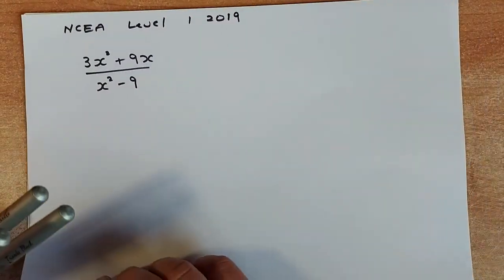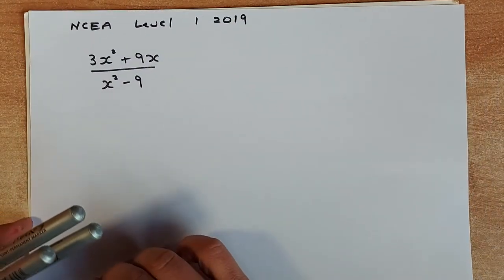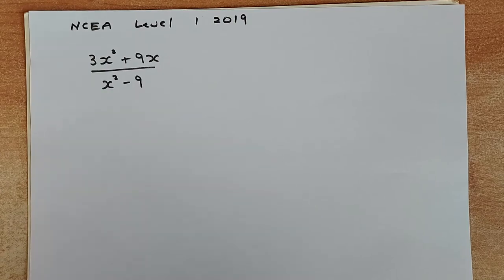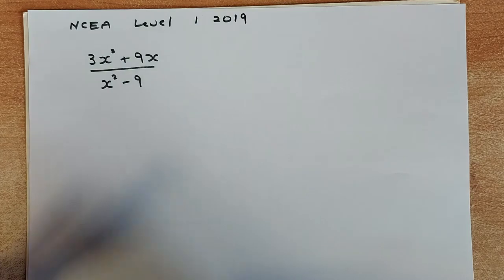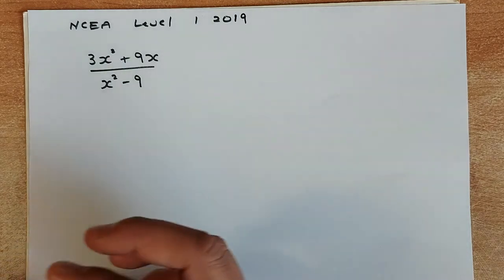Again, in 2019 NCA, you are going to simplify that algebraic fraction. Okay, when you have an algebraic fraction, the easiest way to do it is to factorize the top and factorize the bottom. If you can factorize the top, you get an achieve, and if you can factorize the bottom, or the denominator, you will get another achieve.